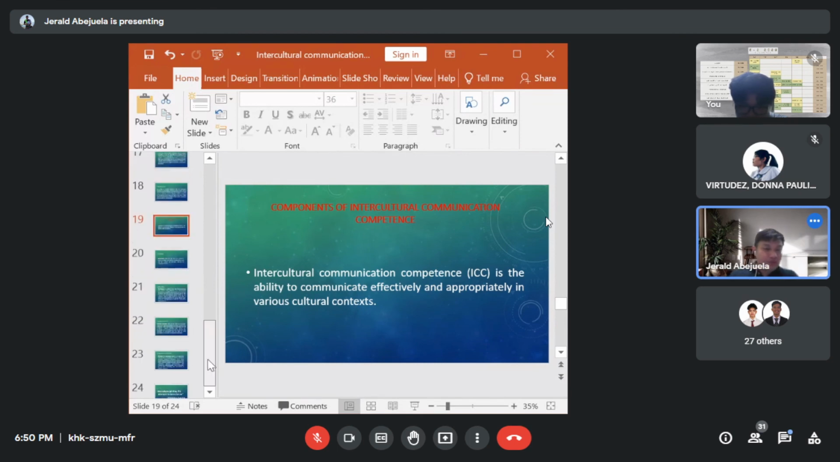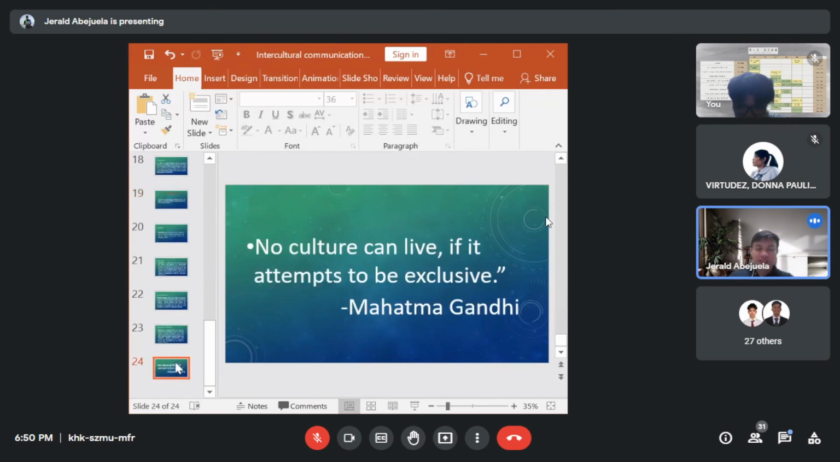And lastly, to end the discussion, according to Mahatma Gandhi, he says, no culture can live if it attempts to be exclusive. What do you understand about this statement of Gandhi?